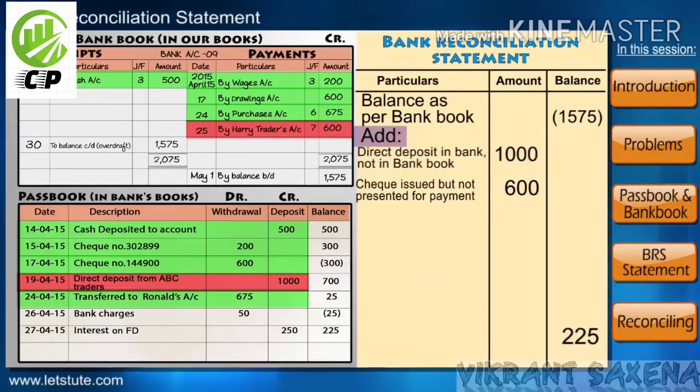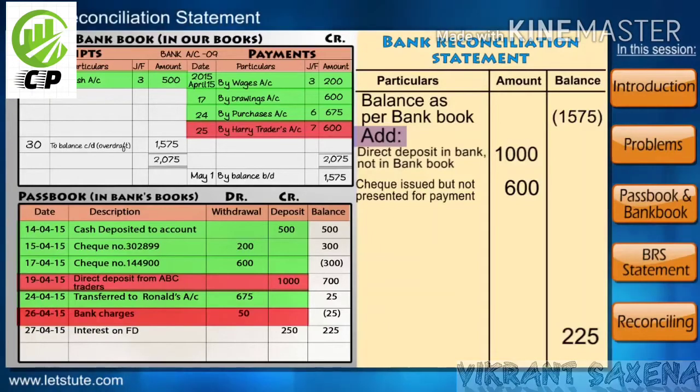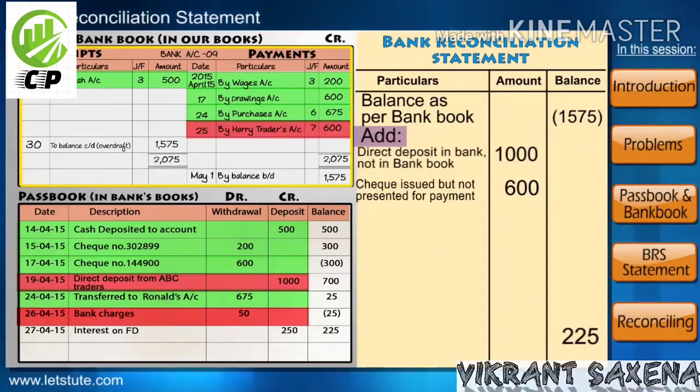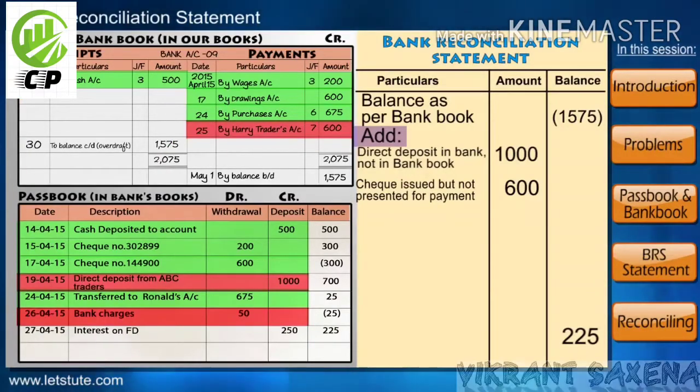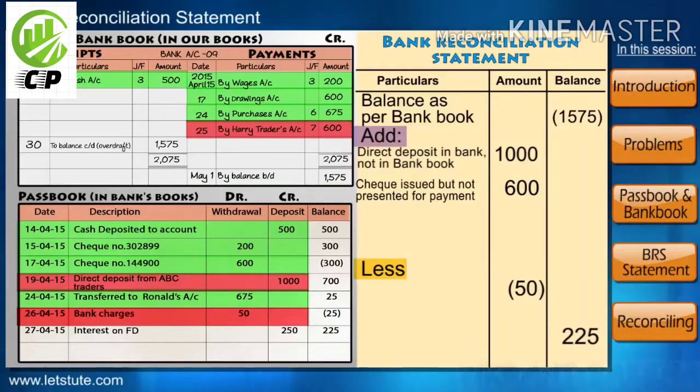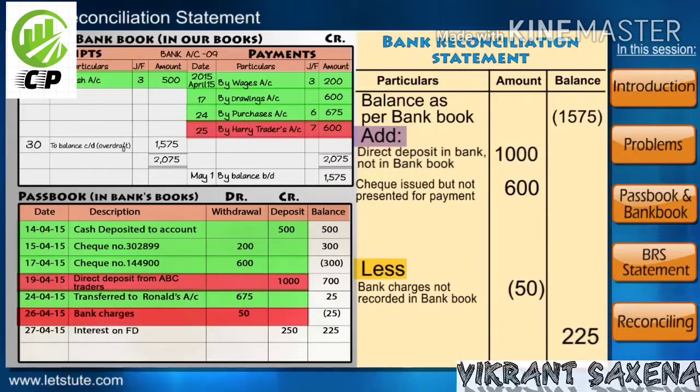Okay, can we proceed further? What is next? On 26th, the bank has charged us a fee and they deducted the amount directly. No intimation. So it is not there in our bank book. Now that we have checked the passbook, we know that the bank has reduced our balance by charging a fee. So we have to subtract this in our statement. Reason: bank charges not recorded in bank book.